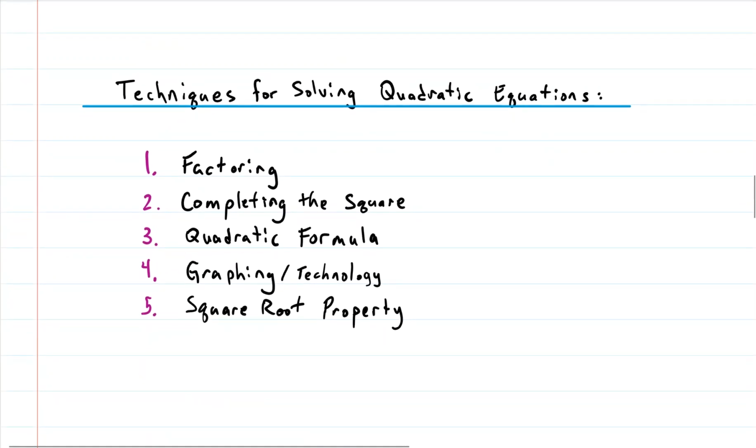There are many techniques for solving quadratic equations. You can factor, you can complete the square, you can use the quadratic formula, which, by the way, is just a shortcut to completing the square. You can use graphing technology, or you can use the square root property. This video today talks about completing the square. I do, by the way, have videos for all of these techniques for solving quadratic equations in my algebra playlist, so you can check those out if you'd like.